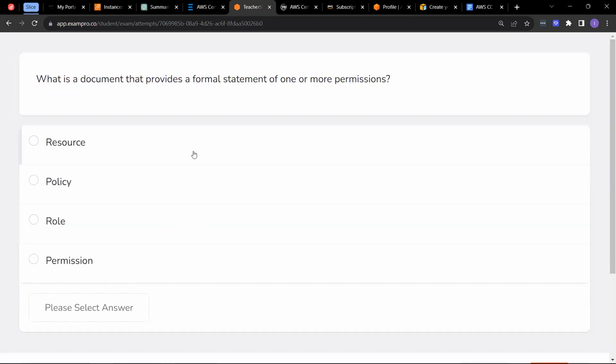All right, so what is a document that provides a formal statement of one or more permissions? So there is resource, there is policy, there is role, there's permission. Okay, so the keyword here is document, right? So here there is a correct answer and there is a distractor. Policy always goes with document. All right, so the correct answer is policy.